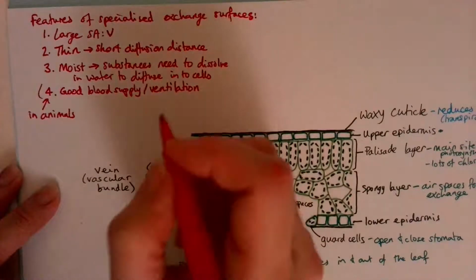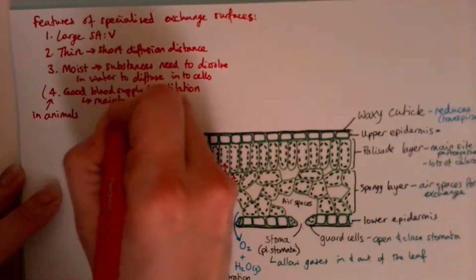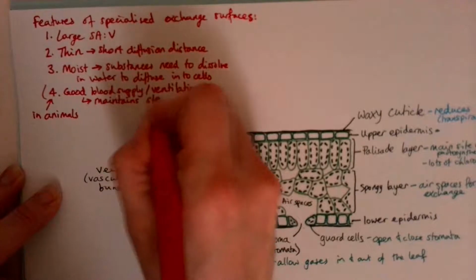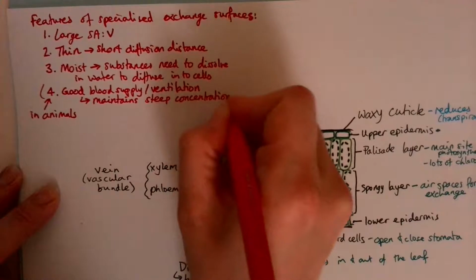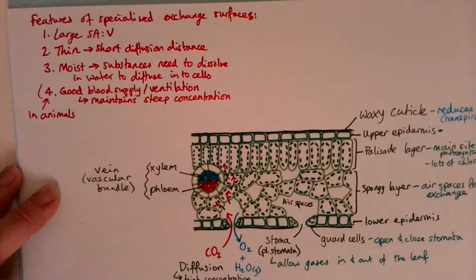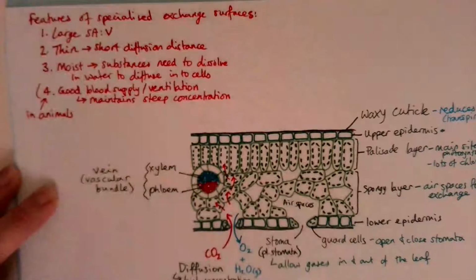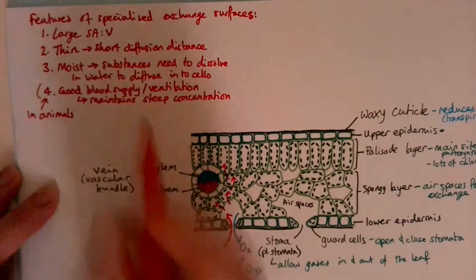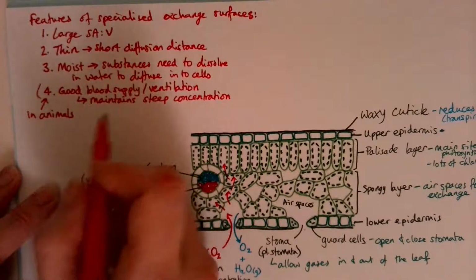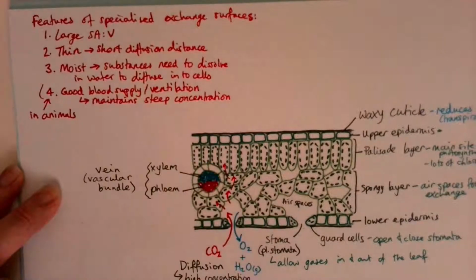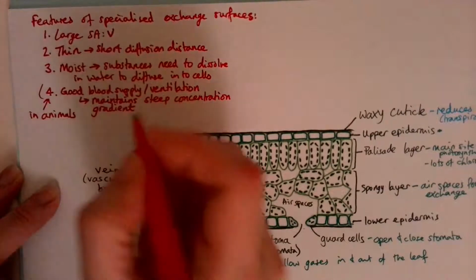And this is really useful because it will maintain a steep concentration gradient. So what that means is if we are moving a fluid or air past our exchange surface, we're going to be taking things away from that surface, and it causes the difference between the blood or the air and the cells, the difference in concentration, to be greater. And the greater that difference, the faster the rate of diffusion.